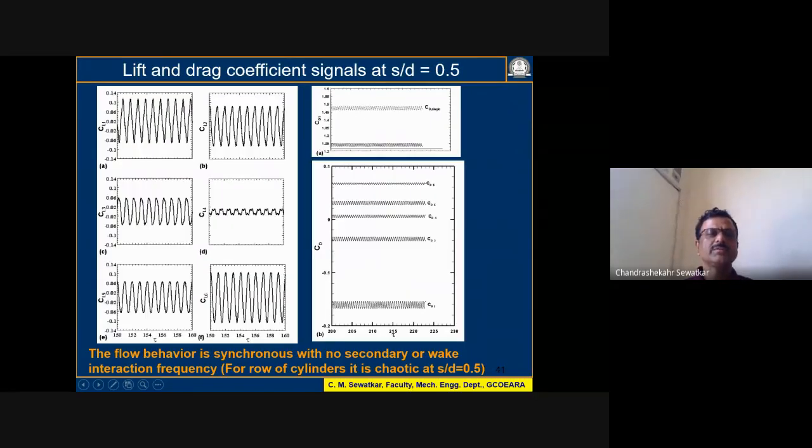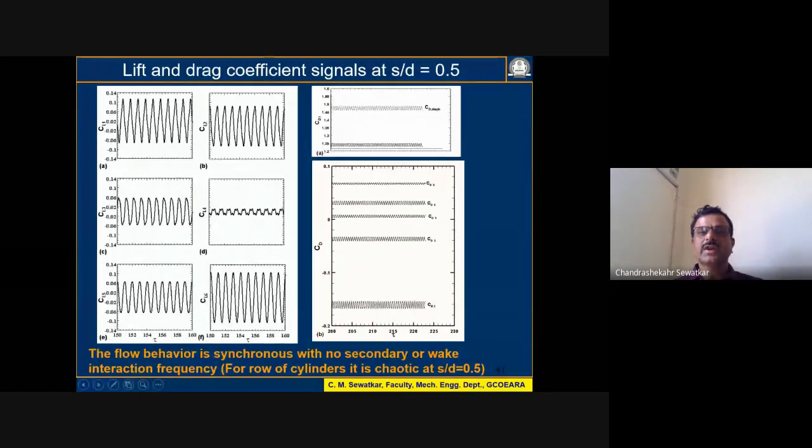And if you look at the variation of CL, this is for the first cylinder, second, third, and so on for all the cylinders. You can see a sinusoidal signal is obtained when the spacing is very low. In the earlier case, at low spacing, the signal was chaotic. Here, at low spacing, the signal is synchronous. Except for this cylinder CL4, I don't know what has happened to CL4, but the results are not as per the expectations. We have not gone into the details of why the results for CL4 are like this.